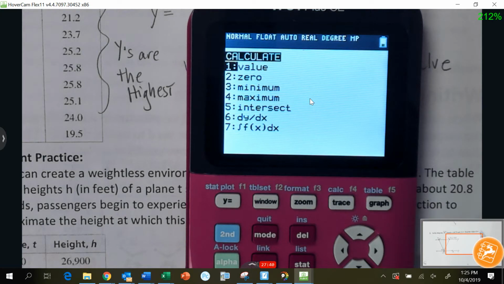I fixed it. I'm now fixing the window. The window was really big. Sorry, I'm troubleshooting right now.